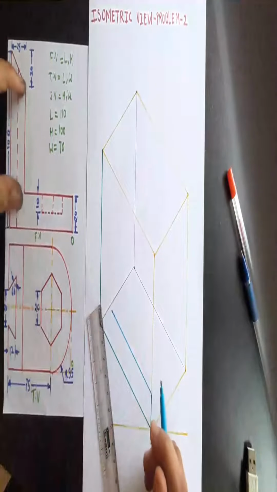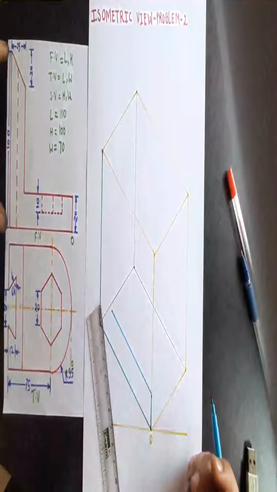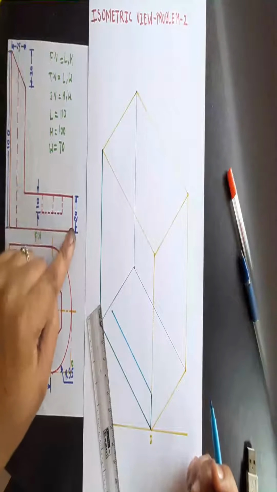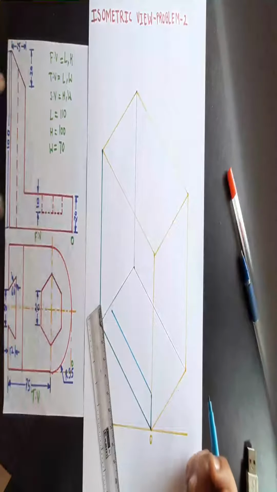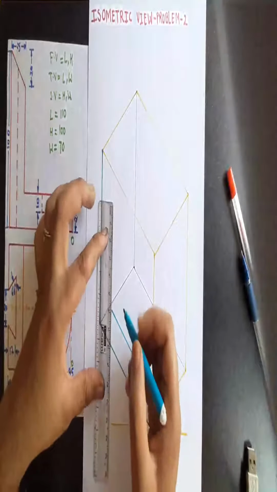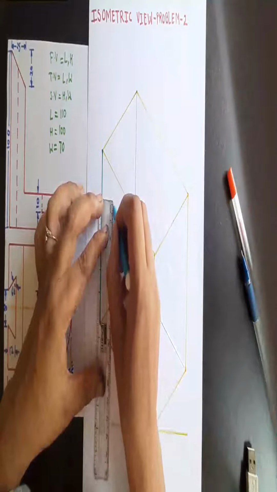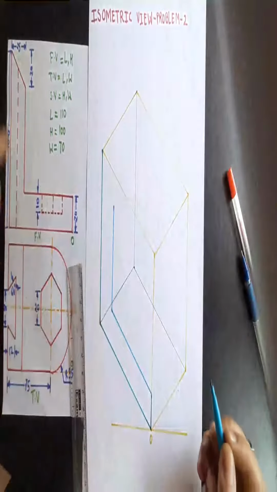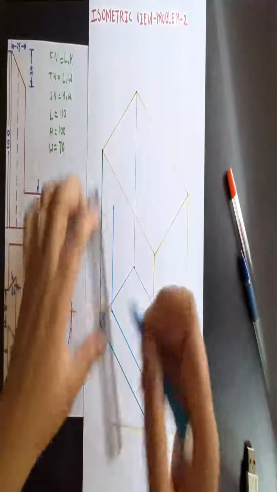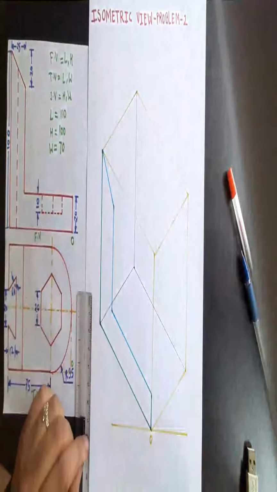Then you can find this height also. Total is 100 mm. This is 20 mm. This is also 20 mm given over here. So 100 minus 20 and 20, so this will be your 60 mm. So draw a line height wise of 60 mm. Then simply join this point and this point over here, so as to get that inclined line.